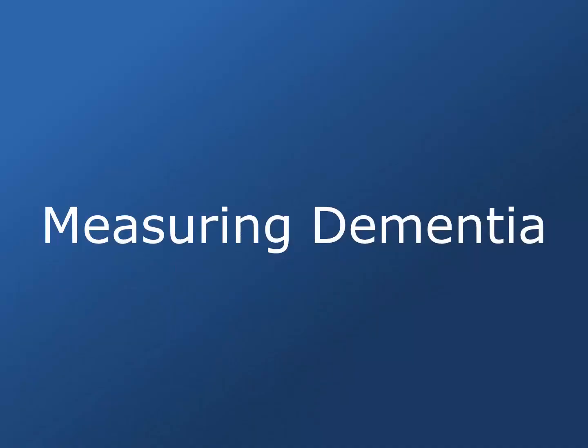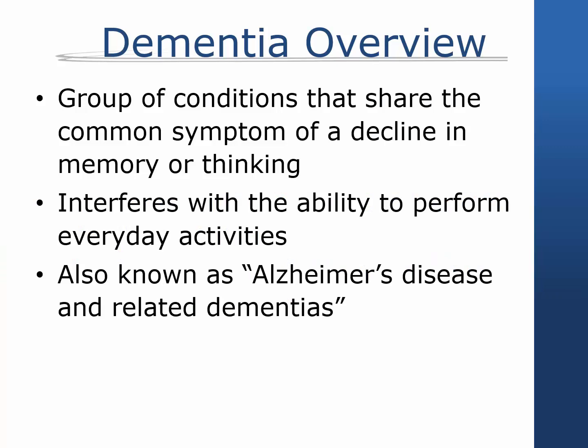Let's start with an overview of measuring dementia in the PSID. Dementia is a group of conditions that share a common underlying symptom, a decline in memory or thinking that interferes with the ability to perform everyday activities. This group of conditions is sometimes referred to as Alzheimer's disease and related dementias.